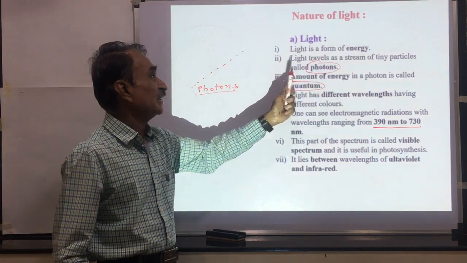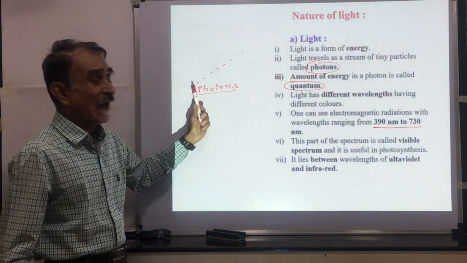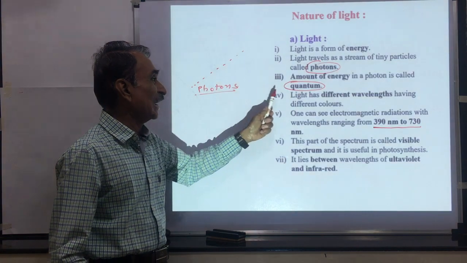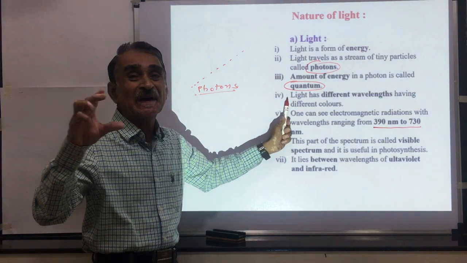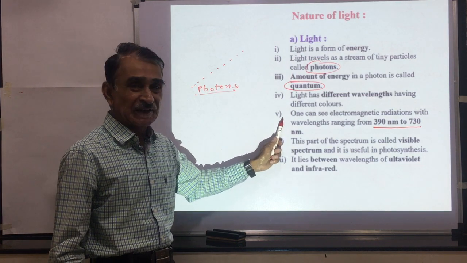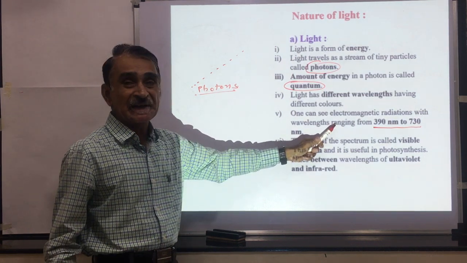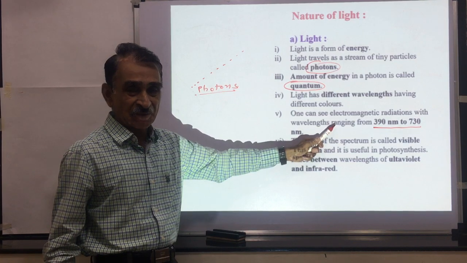Light is a form of energy. Light travels as a stream of tiny particles called photons. The amount of energy present in the photons is called quantum. Light has different wavelengths with different colors. We can see electromagnetic radiations with wavelengths ranging from 390 to 730 nm. This is the visible spectrum.